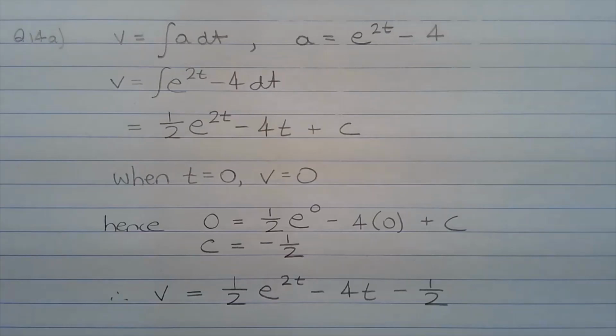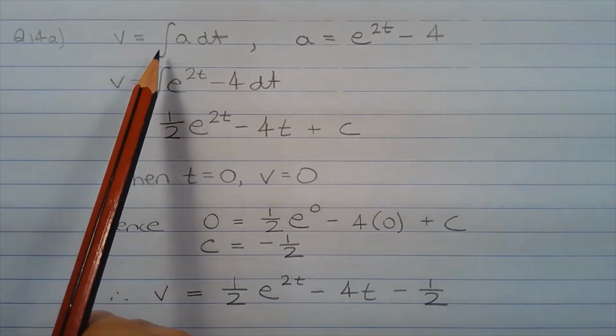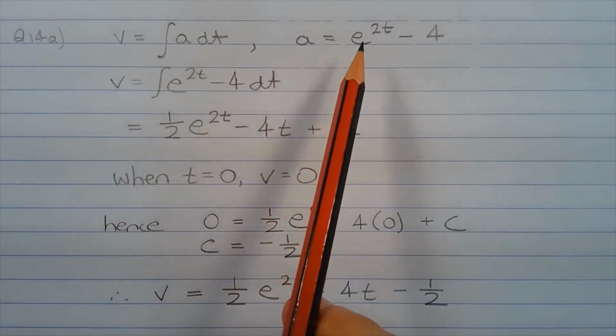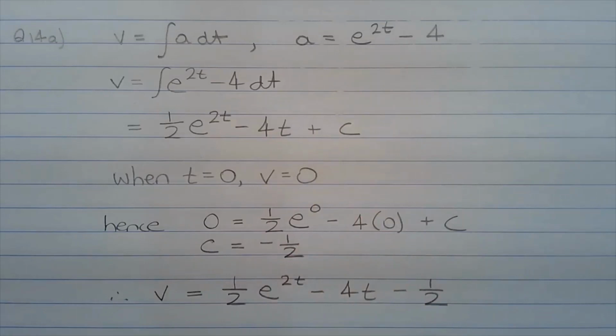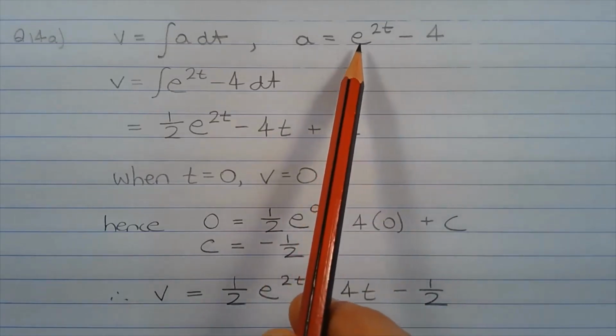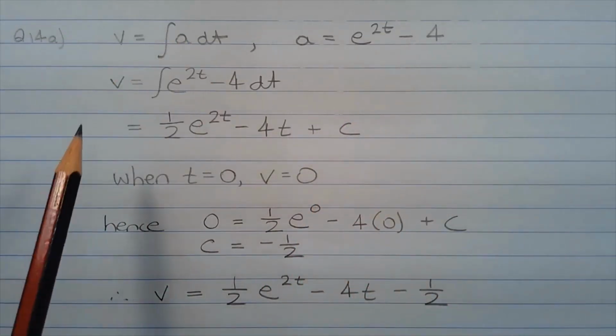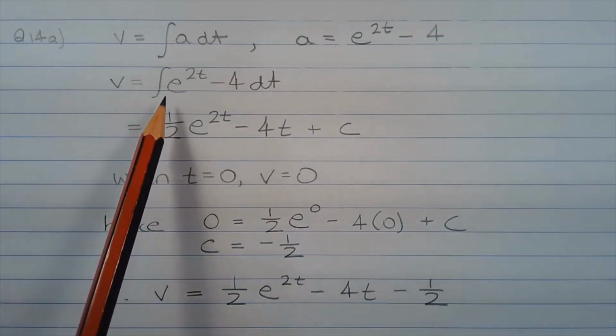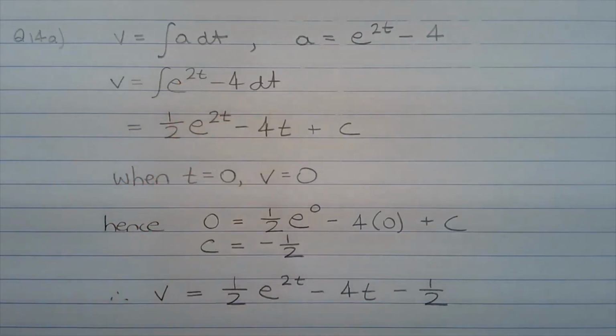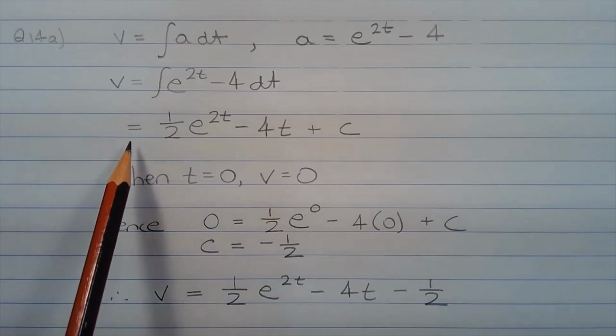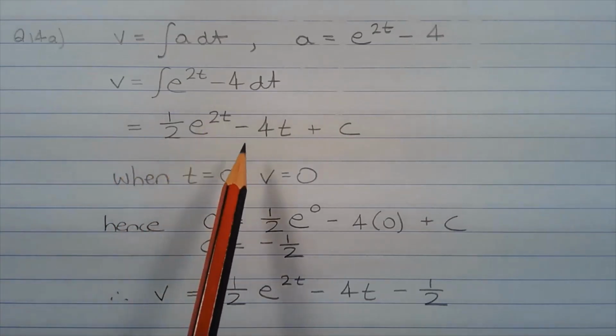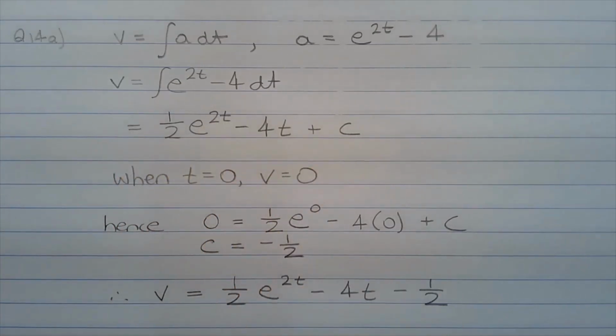Let v represent velocity, a represent acceleration, and t represent time. Hence, the velocity v is equal to the integral of a dt, where a is equal to e to the power of 2t minus 4. Substituting e to the power of 2t minus 4 for a, we have v is equal to the integral of e to the power of 2t minus 4 dt. And that equals half times e to the power of 2t minus 4t plus c.